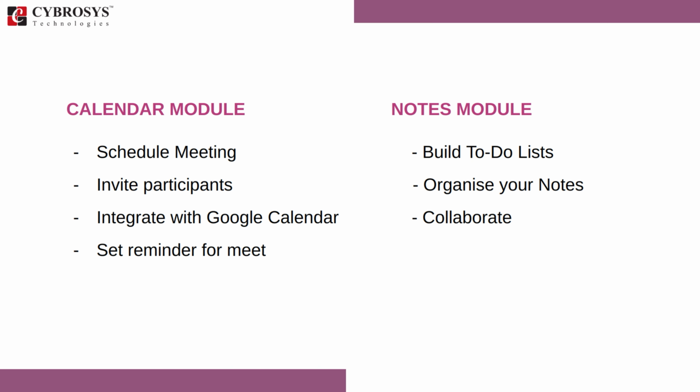Then comes the Calendar and Notes module. Using the Calendar application, Odoo allows users to plan activities, schedule meetings, tasks, and operational aspects, allowing the users to manage, monitor, and control the company operation effectively with time and productivity. That is, we'll be able to schedule a meeting, invite the participants, and set a reminder for the meeting. Also, we'll be able to integrate it with Google Calendar as well.